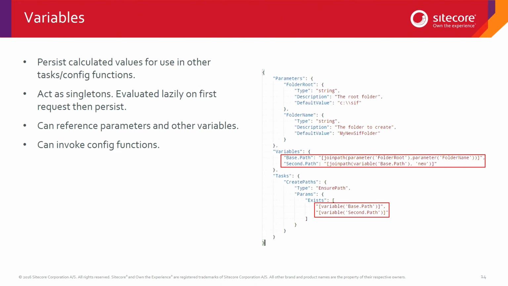As I mentioned, because they are lazily evaluated, neither of those variables are actually going to be calculated until this task runs. Okay, so if it's looking for a path or anything else, it's not going to be relevant until that task runs. So in this case, variable base path will be calculated as the first value, and then as soon as second path goes to run, it's already evaluated it. It's stored that value, it's a lazy singleton effectively, and it can be used again elsewhere.